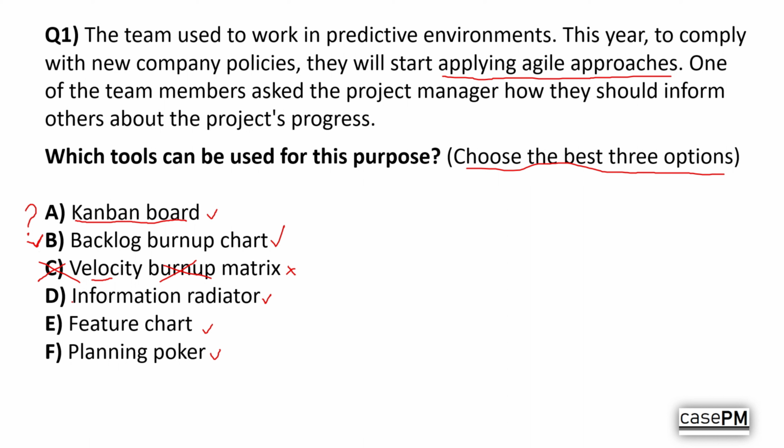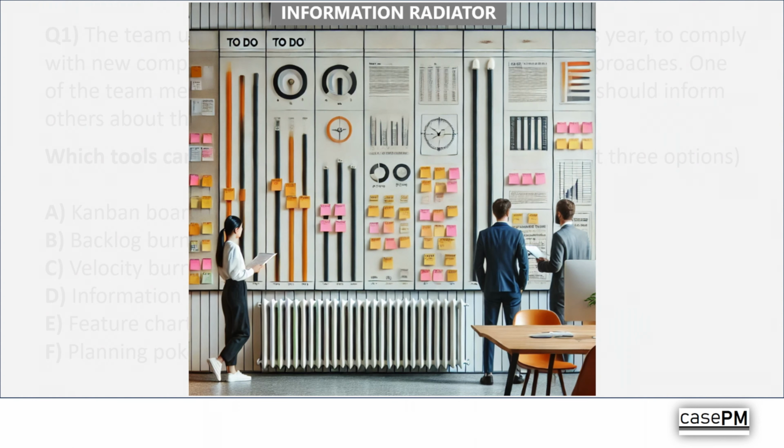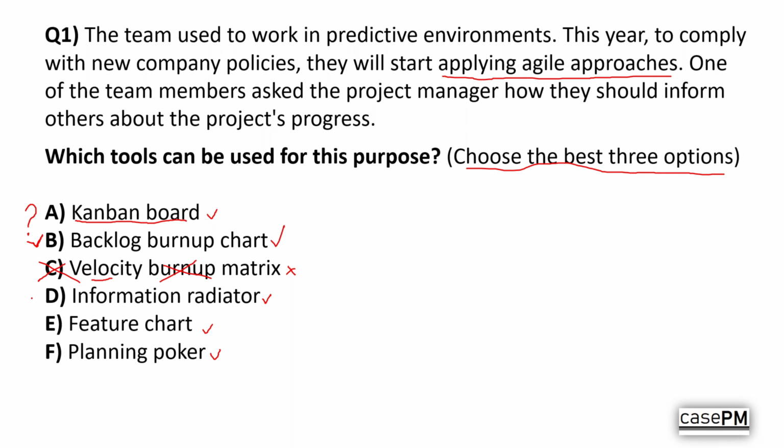An information radiator is another great tool. This is any large, visible display placed in a common area, showing real-time information about the project's status. It could be charts, boards, or any visual data that makes the project's progress instantly obvious to anyone walking by. Since we can use it to inform others about the project's progress, the information radiator is also one of the best options too.